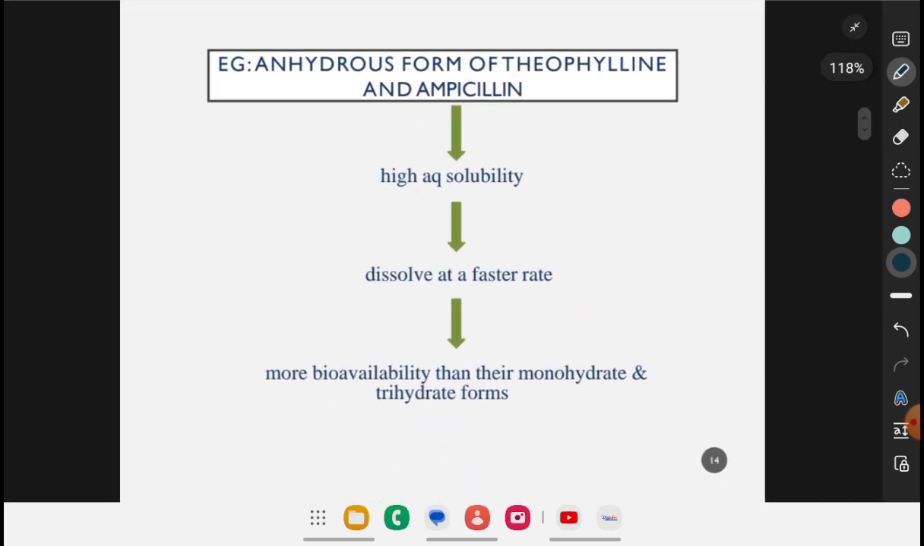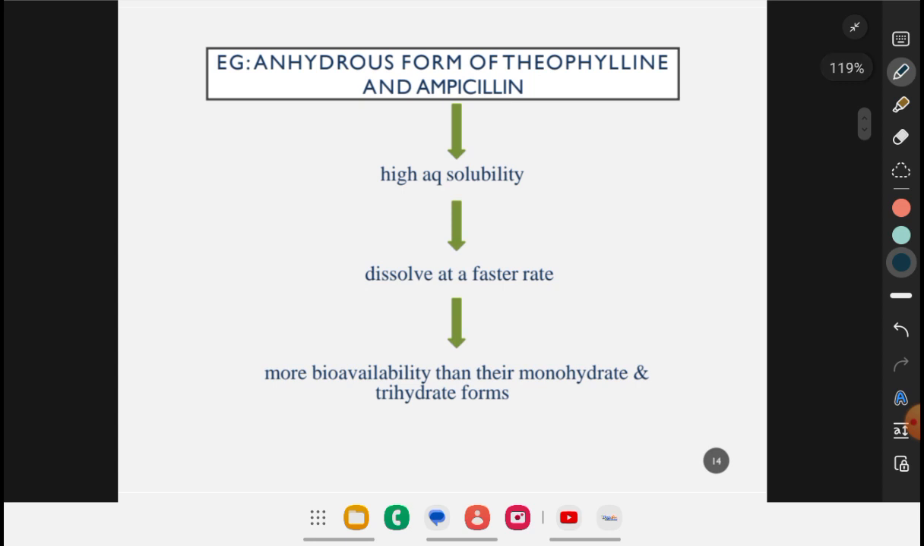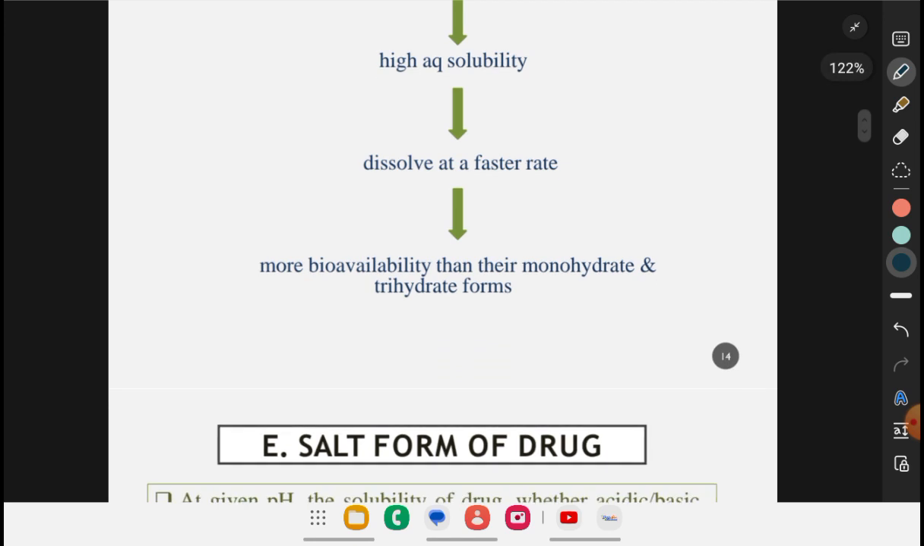Next, coming to the anhydrous form of theophylline. It has higher aqueous solubility and dissolves at a faster rate, so it is more bioavailable than its monohydrate or trihydrate form.